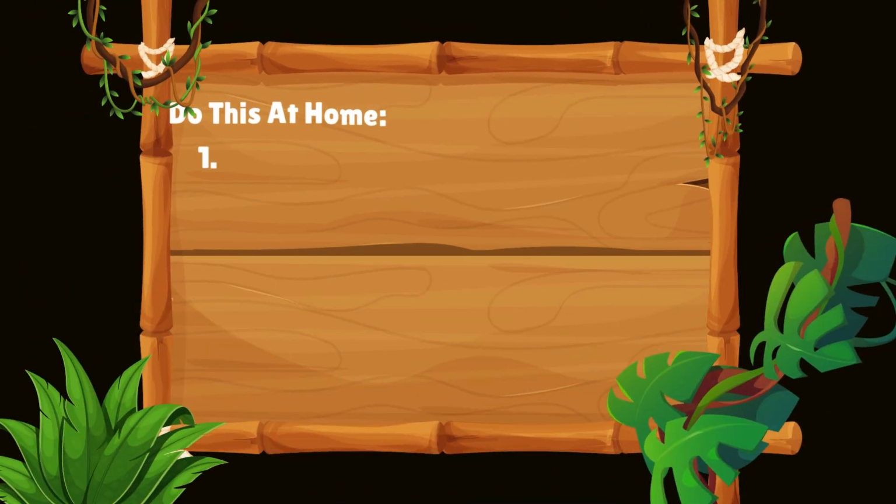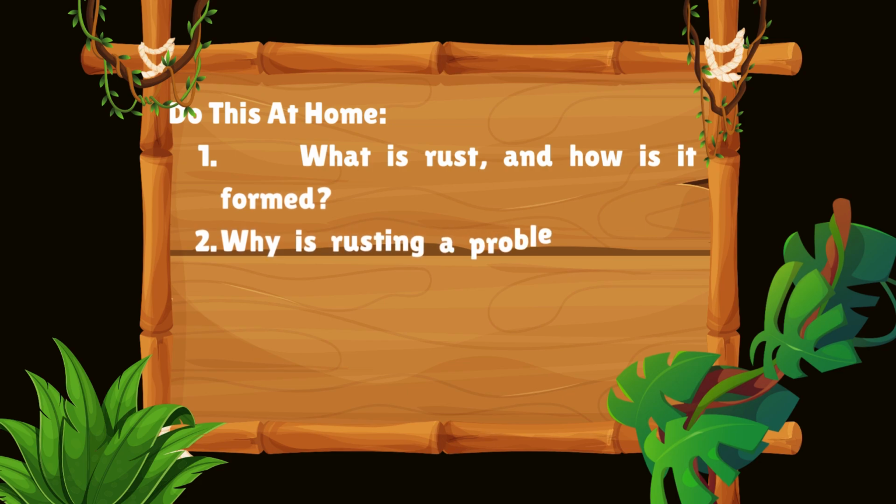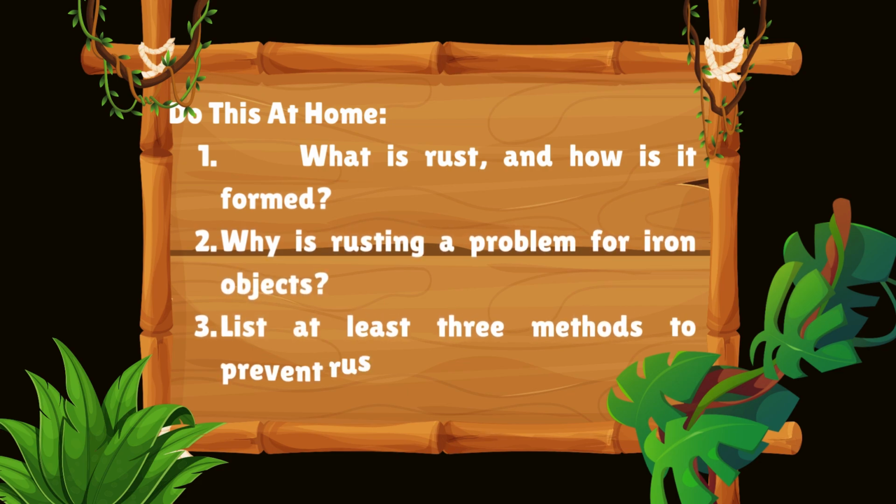Do this at home. 1. What is rust and how is it formed? 2. Why is rusting a problem for iron objects? 3. List at least 3 methods to prevent rust in iron.